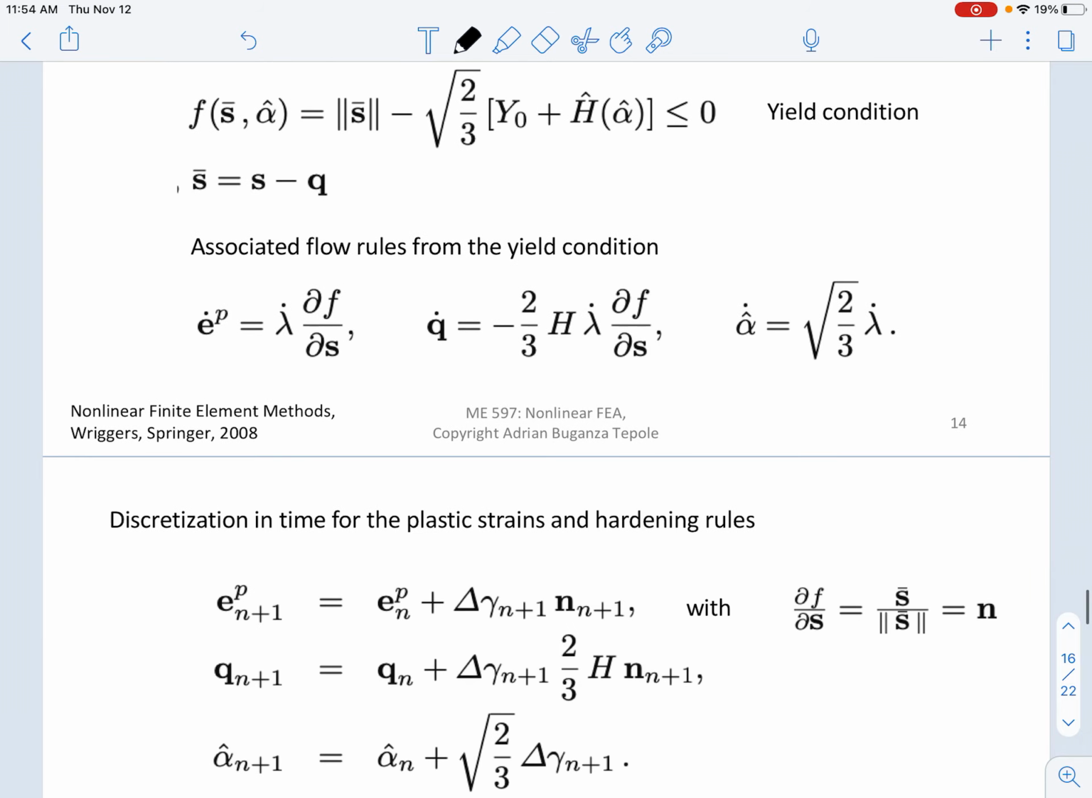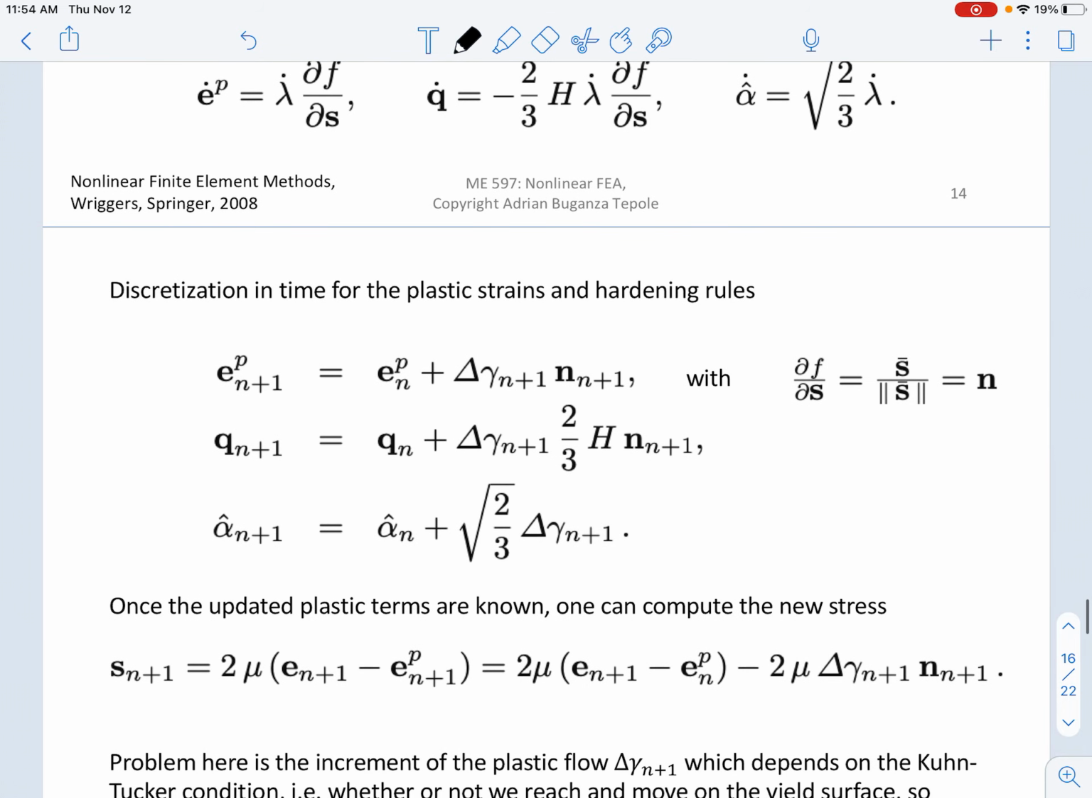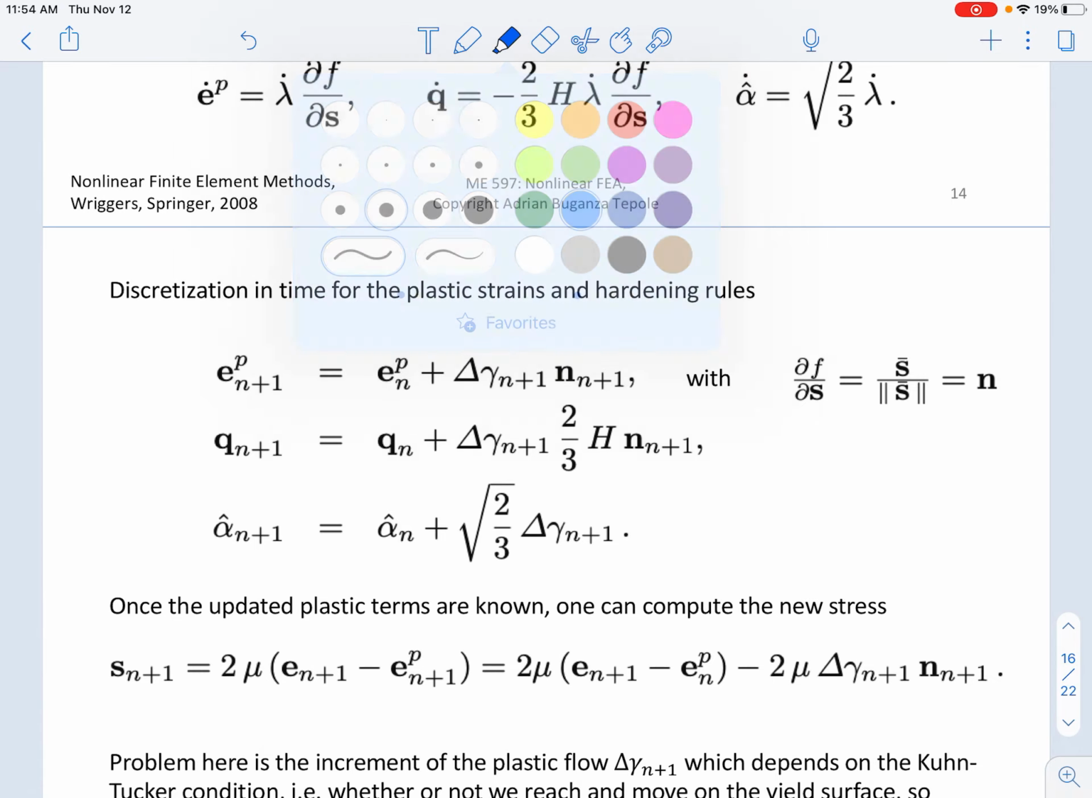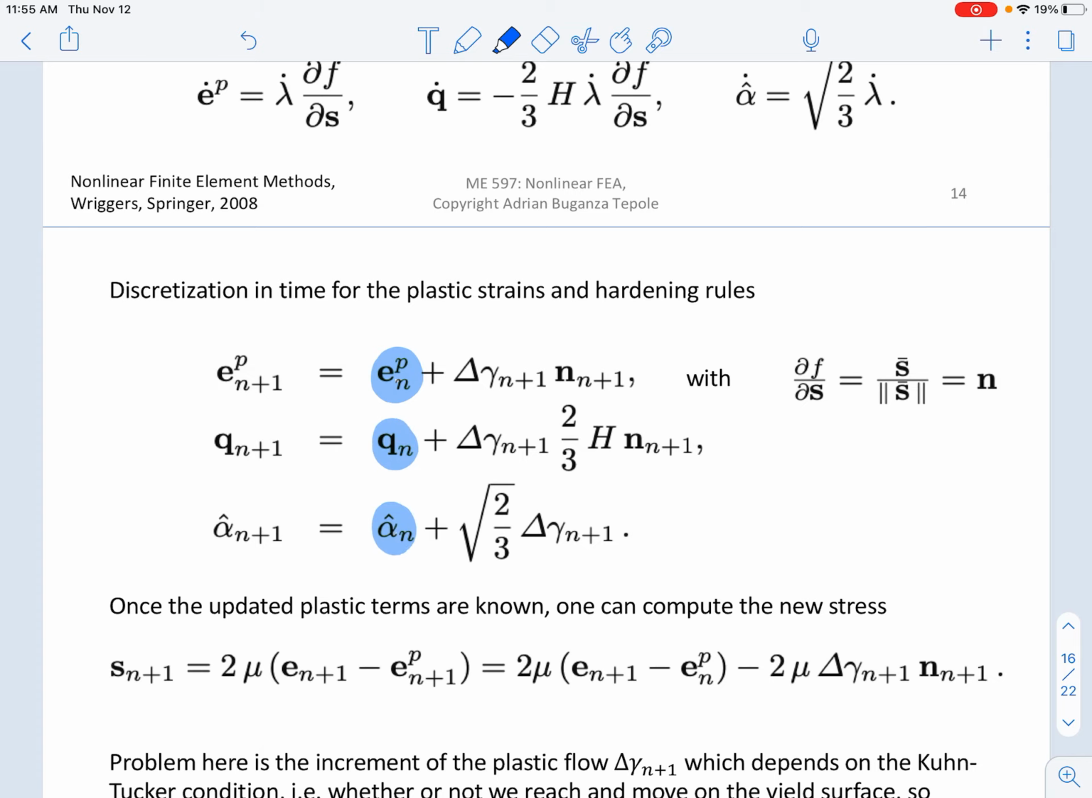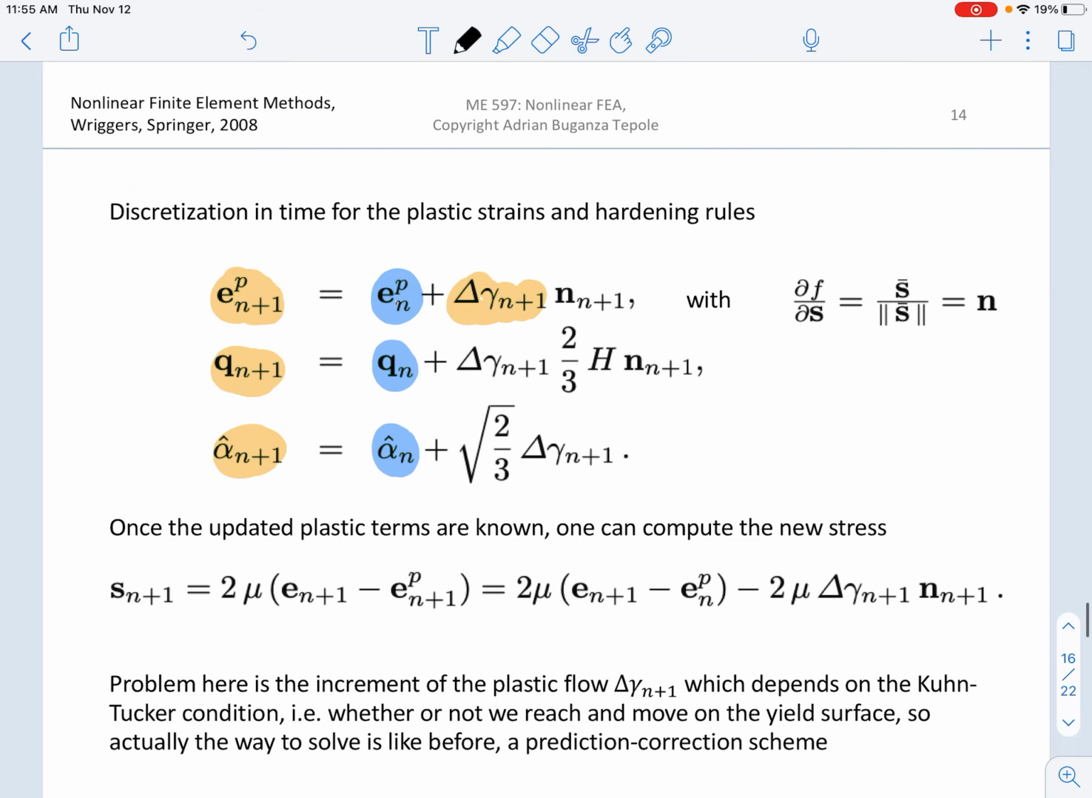Again, these are the equations, but you need to discretize them. So once you discretize them, then you're gonna get that the new plastic strain is, this one is known as before. So these ones are known. You have those from the previous time step. And then the unknown things are the new plastic strain, the new back stress, the new hardening, and the plastic flow. So those are the things that are unknown, right? And that you need to solve for.